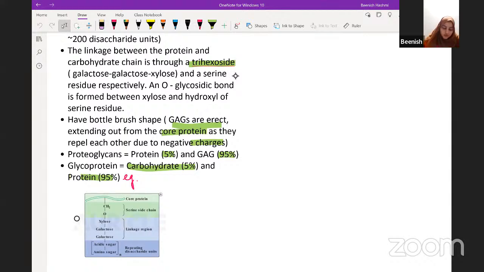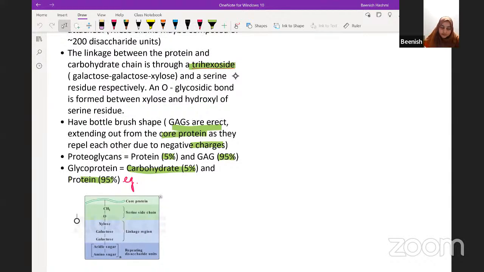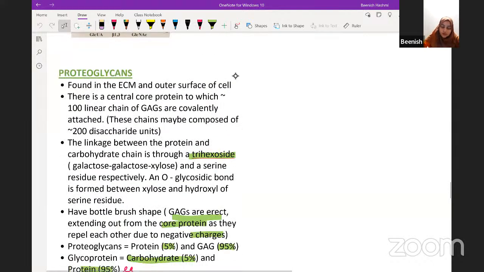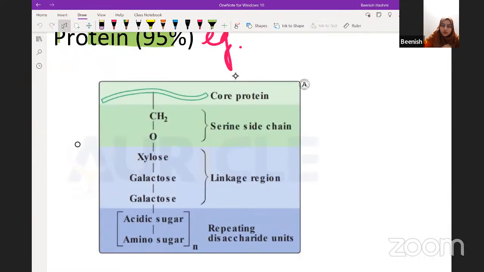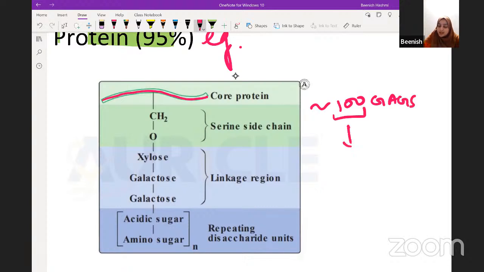Okay. So I think we lost connection. So we're talking about proteoglycans. So this is what your proteoglycan structure looks like. So there is this core protein you can see. To this core protein, approximately 100 GAGs are attached, and each GAG has approximately 200 disaccharide units.